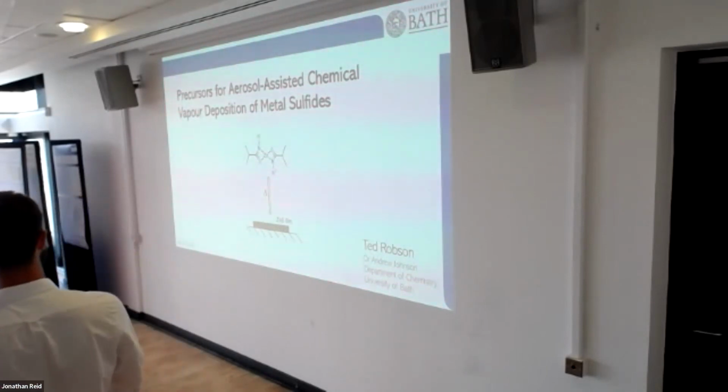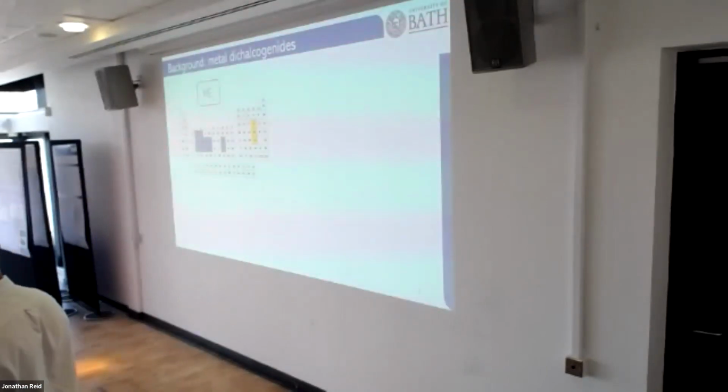But why do I want to do this? So metal sulfides fall into a class of material called metal dichalcogenides. And this consists of a metal atom with two chalcogen anions. So chalcogens are sulfur or selenium or tellurium. I don't know if anyone has any experience with these, but they stink.